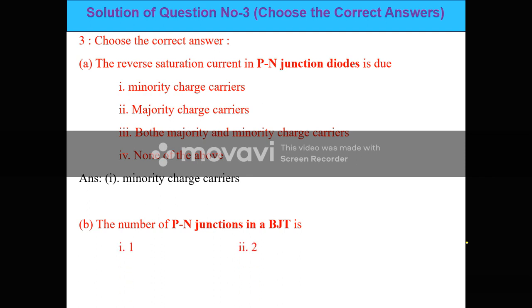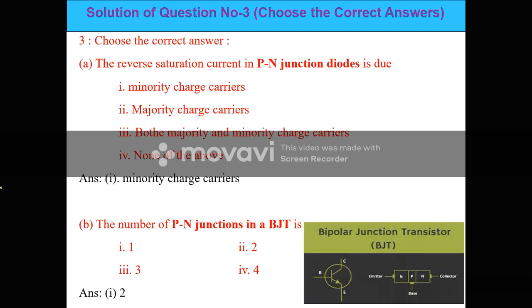The number of PN junctions in a BJT is 1, 2, 3. So if you remember the figure of BJT, there will be 2 PN junctions. Okay, in a uni-junction transistor there is 1 PN junction, here there are 2 PN junctions. So see here, from here to here is 1 PN junction, again from here to here is another PN junction. So that's why the answer is 2. So there are 2 PN junctions in a BJT, bipolar junction transistor.